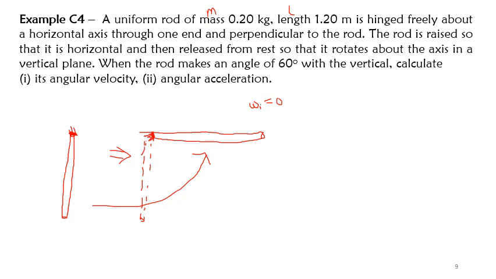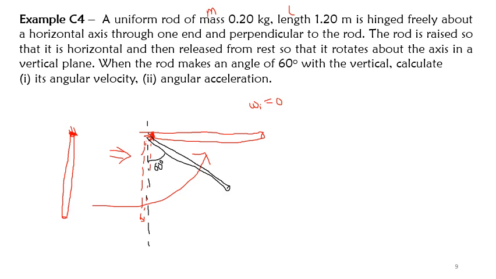Now, when the rod makes an angle of 60 degrees with the vertical, it starts falling. At a point, it makes an angle of 60 degrees with the vertical. Maybe at this point the rod gets to this point and makes an angle of 60 degrees with the vertical. This is the vertical. But when you release the rod, it falls and makes an angle of 60 degrees with the vertical.